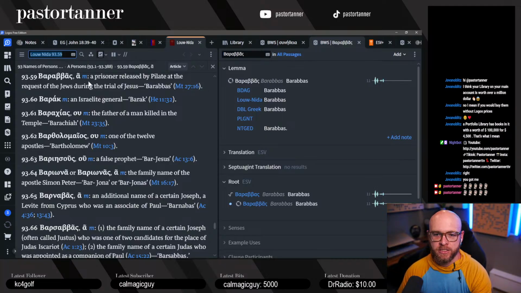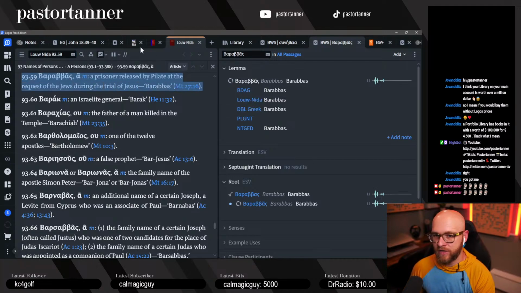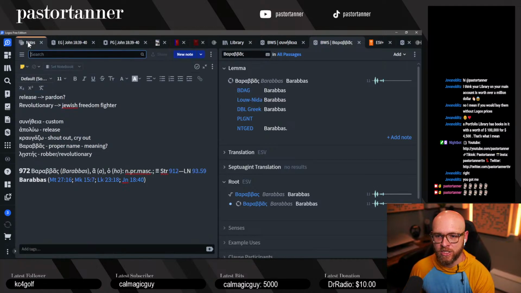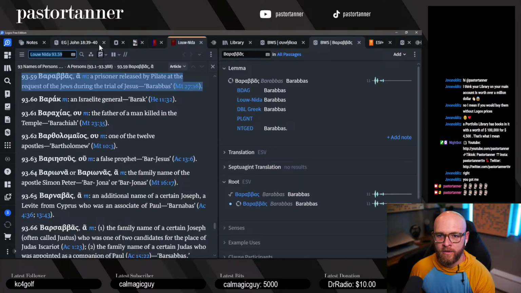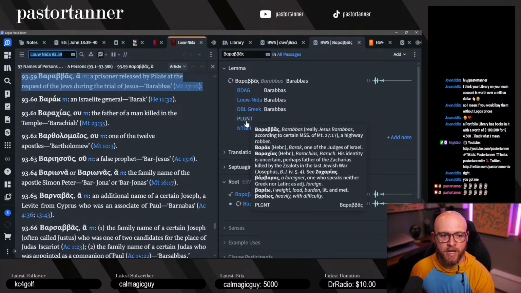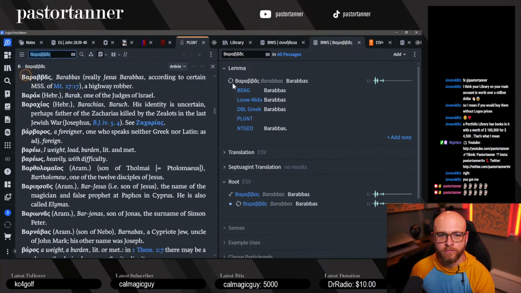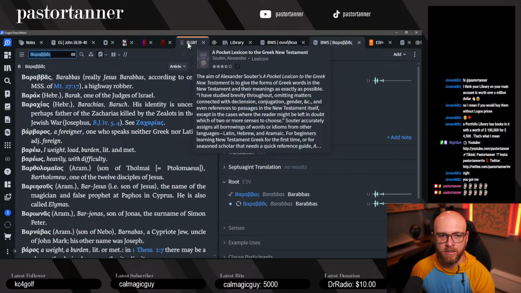All right, Barabbas, masculine, a prisoner released by Pilate at the request of the Jews during the trial of Jesus. And so this one is just giving you a little bit more background, right? That's not strictly lexical information. There's a little bit of dictionary information embedded in there as well, but that's great. And let's keep going. This is why we do what we do and we get the resources we get, right? So we've got DBL, we got Laonida, and now the PLGNT, right?